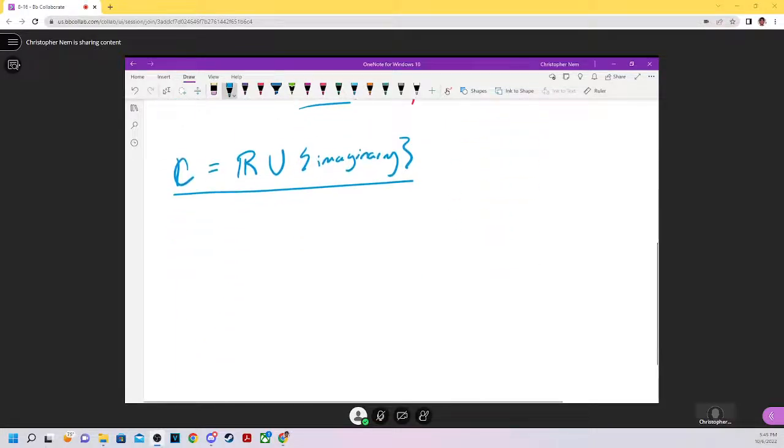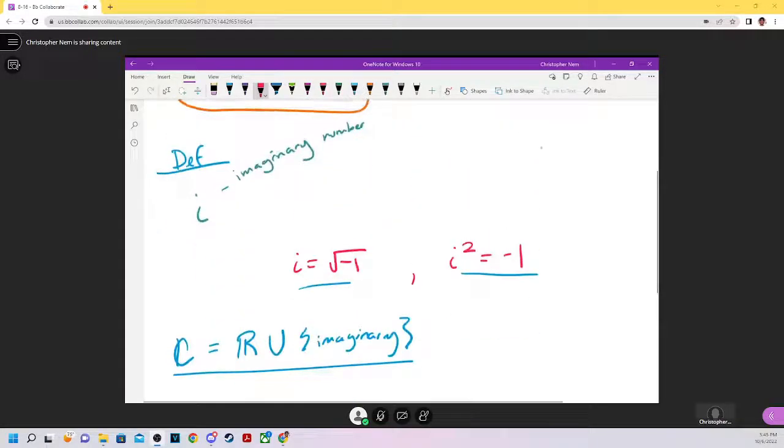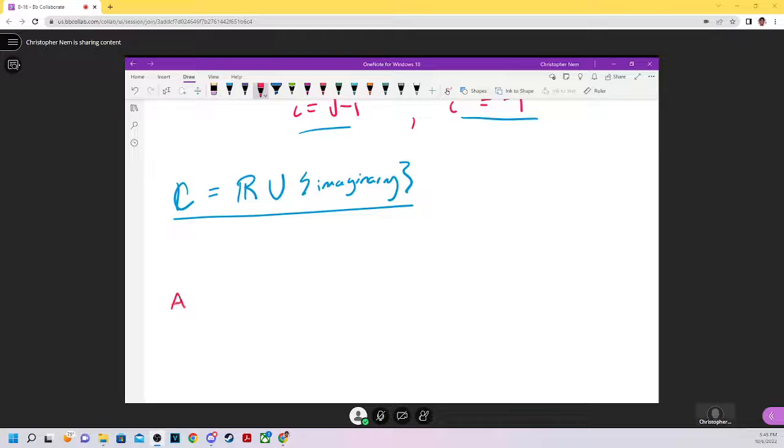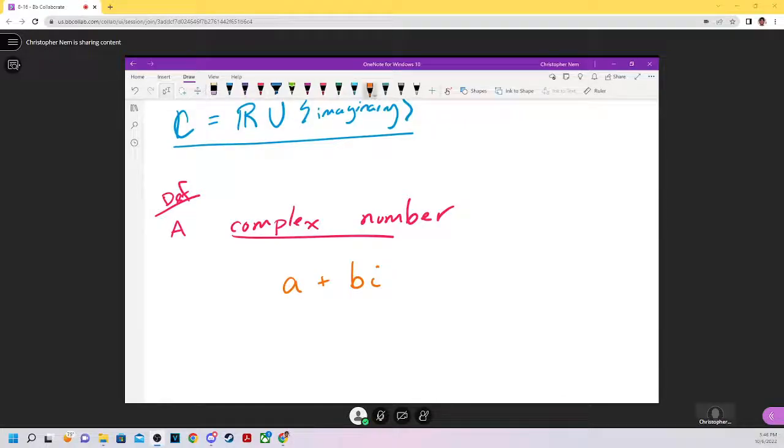So the next definition we're going to go with is what is a complex number. Because we talked about imaginary numbers. I gave you the definition is just i equals square root of negative 1, or i squared equals negative 1. Now let's go with a complex number. Definition. A complex number is in the form of a plus bi, and in particular a and b are real numbers.